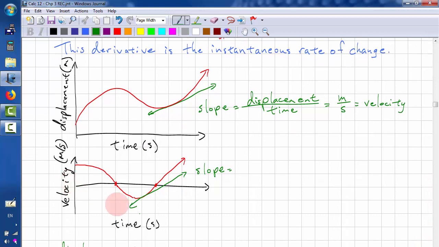So if we have a velocity time graph, and we do the slope again, this is the second derivative. So we have velocity over time. That's meters per second. So this is meters per second squared. And this is acceleration.